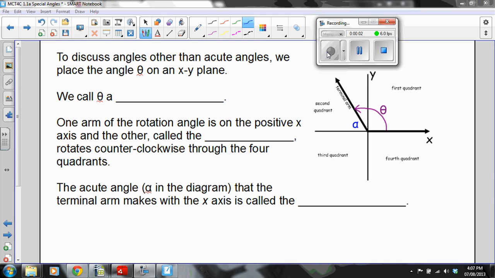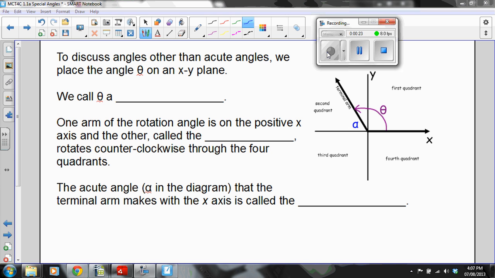Okay, MCT4C, lesson 1.1, part 2. We just talked about some special angles and their trig ratios, and now we're going to essentially find exact values of multiples of 30, 45, and 60, and so on.